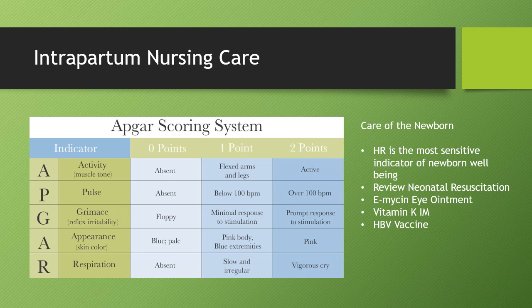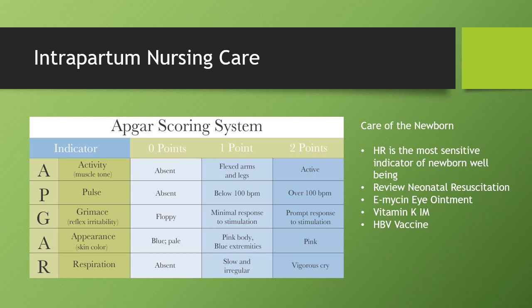So again, a floppy baby would be a 0. Minimal response to stimulation, so they're not really getting irritated with you, would be a 1. And then prompt response, turning, crying, grunting, sneezing, anything that shows that they don't like what you're doing would be 2 points.